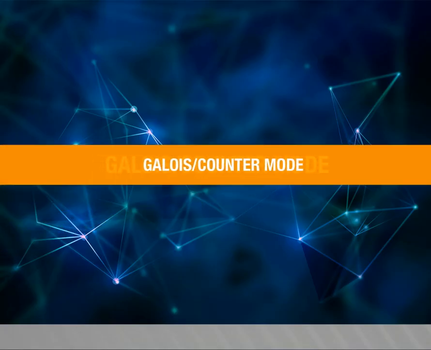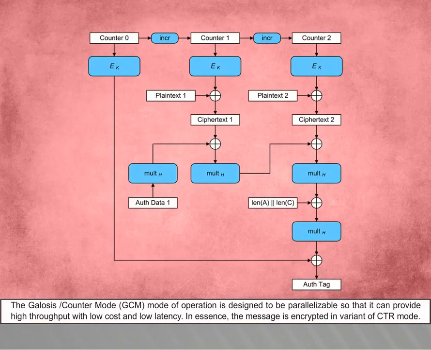Galois counter mode. In this video, we are going to see about Galois counter mode. The Galois counter mode (GCM) mode of operation is designed to be parallelizable so that it can provide high throughput with low cost and low latency. In essence, the message is encrypted in a variant of CTR mode.